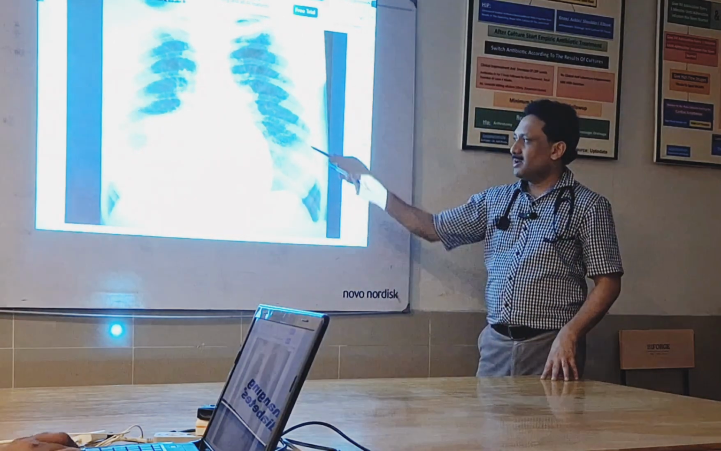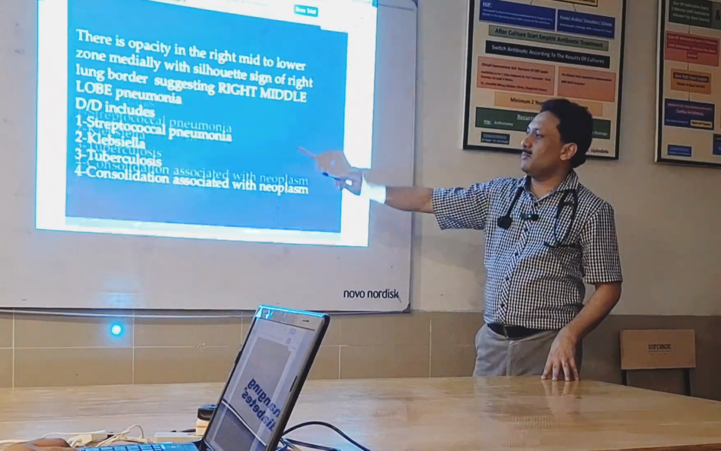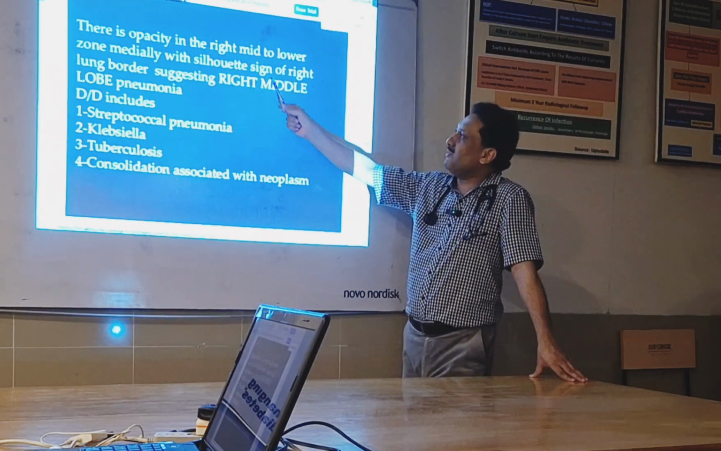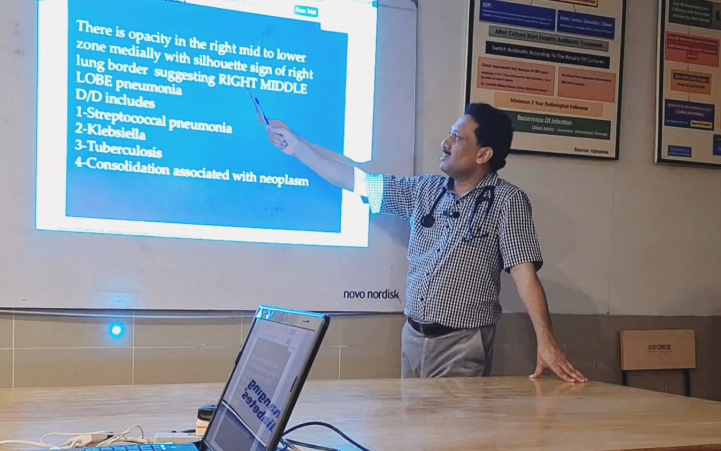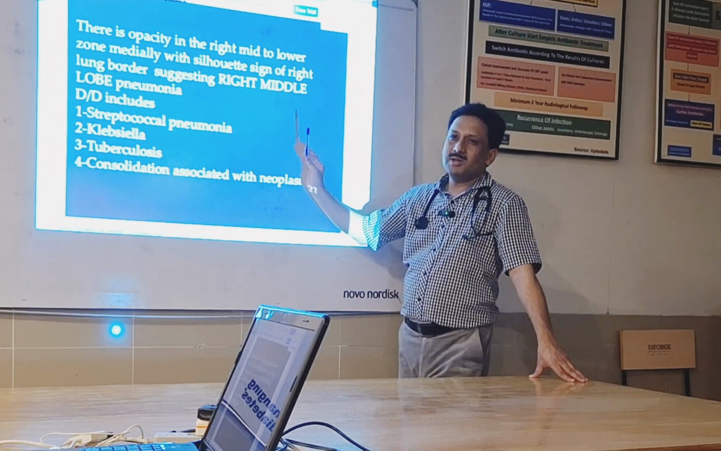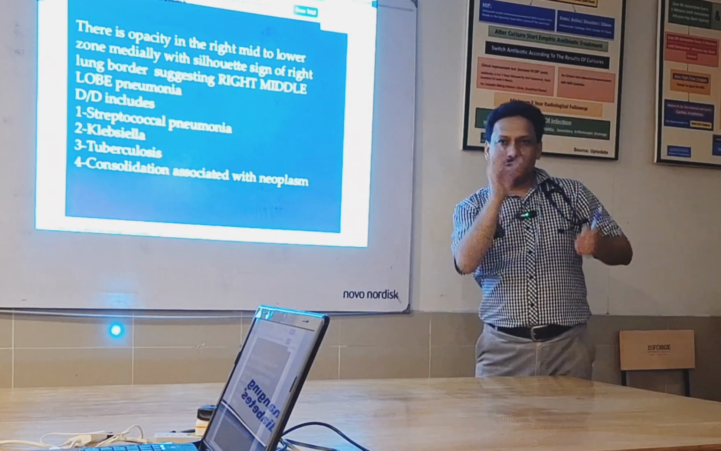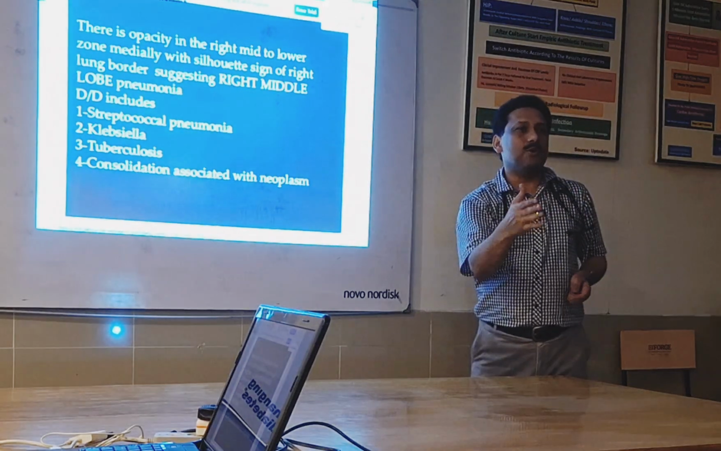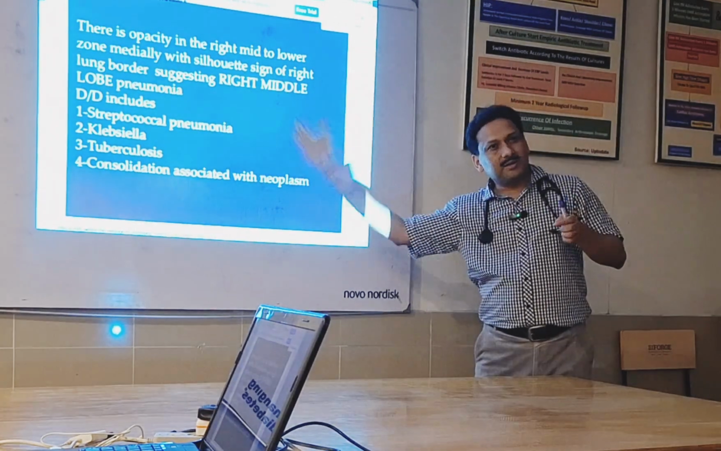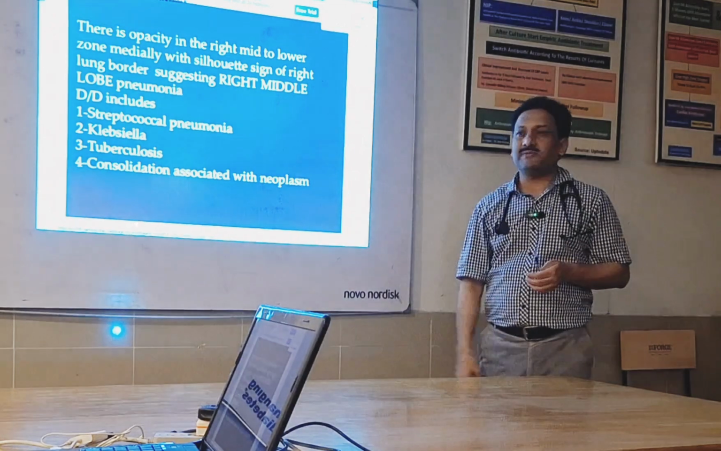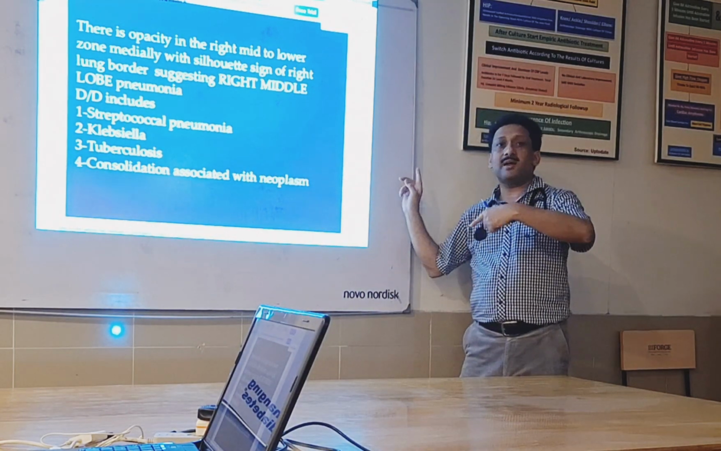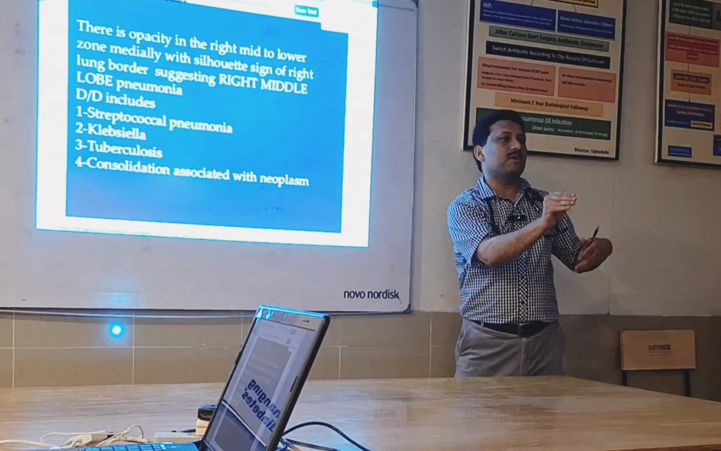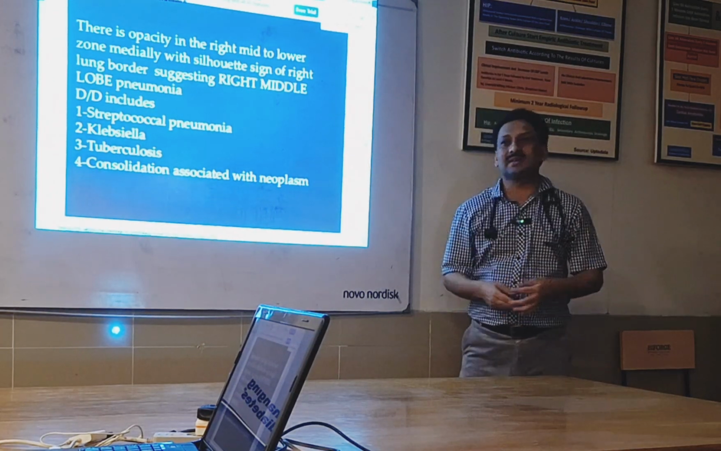Just move ahead, read the things so that you would come to know about this. There is opacity in the right middle to lower zone, medially with Silhouette sign of right lung border, suggesting right middle lobe pneumonia. So if that opacity involves the right middle lobe, it can obscure the right border. We consider it as Silhouette sign positive. That Silhouette sign can be seen in the other lung as well, on the other border of the heart. Wherever something is obliterating the border of the heart, this sign is known as Silhouette sign.